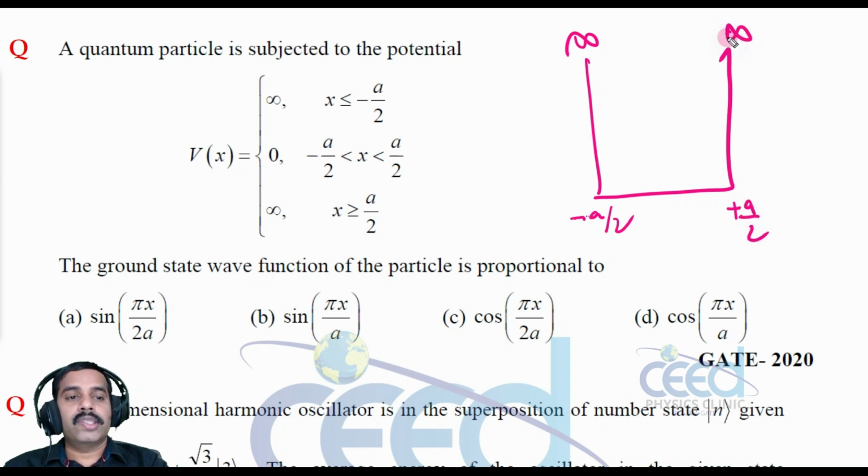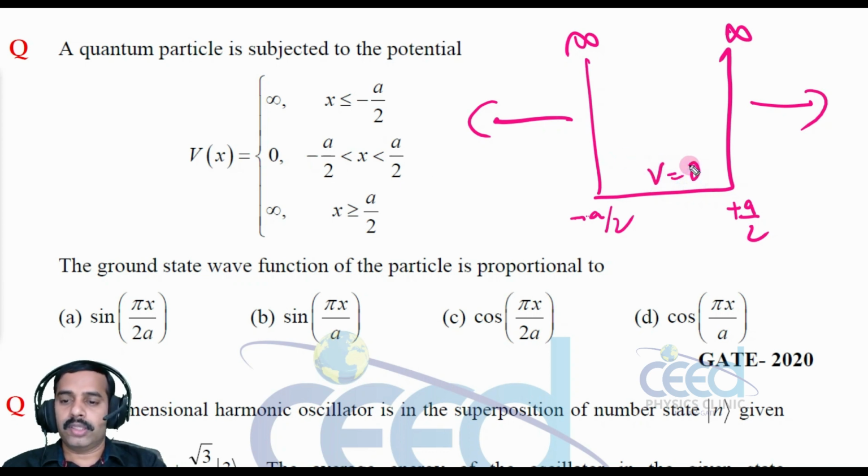Here the potential is infinity. After this a by 2, the potential is infinity. After this minus a by 2 here, that also was infinity. And between minus a by 2 and a by 2, the potential is 0. So this is the situation. The ground state wave function of the particle is proportional to.